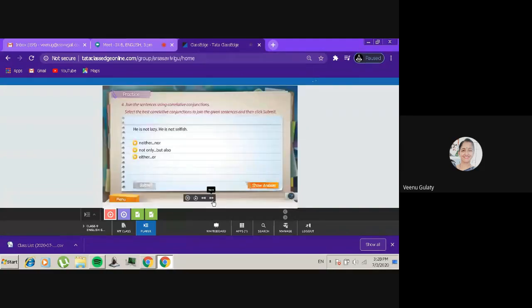Join the sentences using correlative conjunctions. Select the best correlative conjunctions to join the given sentences and then click Submit. Ma'am, first one, neither and nor. Correct. The most appropriate pair of correlative conjunctions is neither nor. This pair excludes both the options and denotes there is no choice to be made.